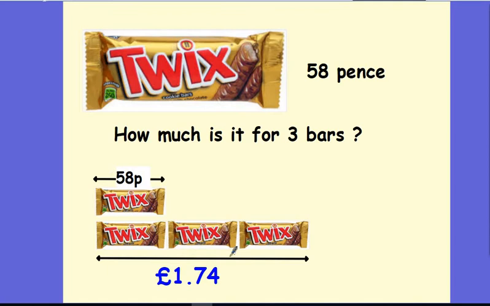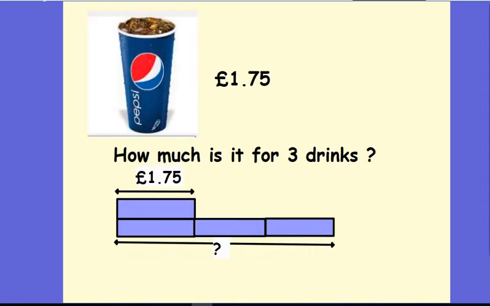Okay, the answer I was looking for was £1.74 because I've done 58 and I've multiplied it by 3, which gives me 174 pence or £1.74. So how about if I've got one cup of Pepsi and it costs me £1.75, how much is it going to be for 3 cups of Pepsi? Pause the video and work out your answer in your light blue book now, please.